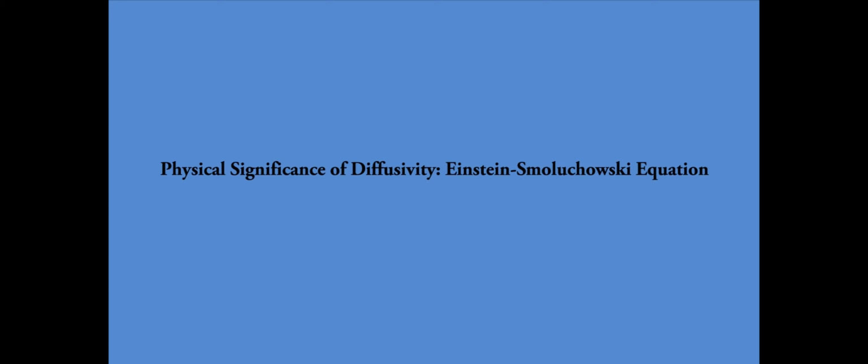In this lecture, I have presented the derivation of Einstein's equation, which is also known as the Einstein-Smoluchowski equation. This equation established the physical significance of the diffusivity term as a measure of mean square displacement per unit time. So, we are going over the theory of random walk.